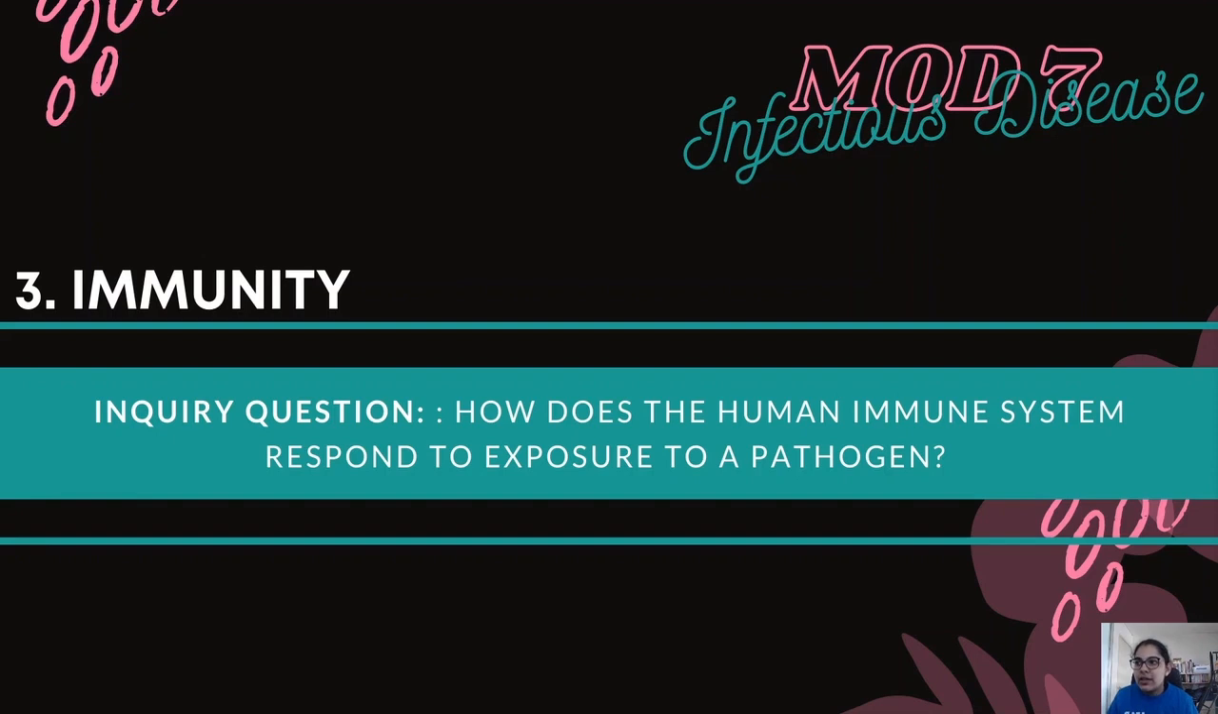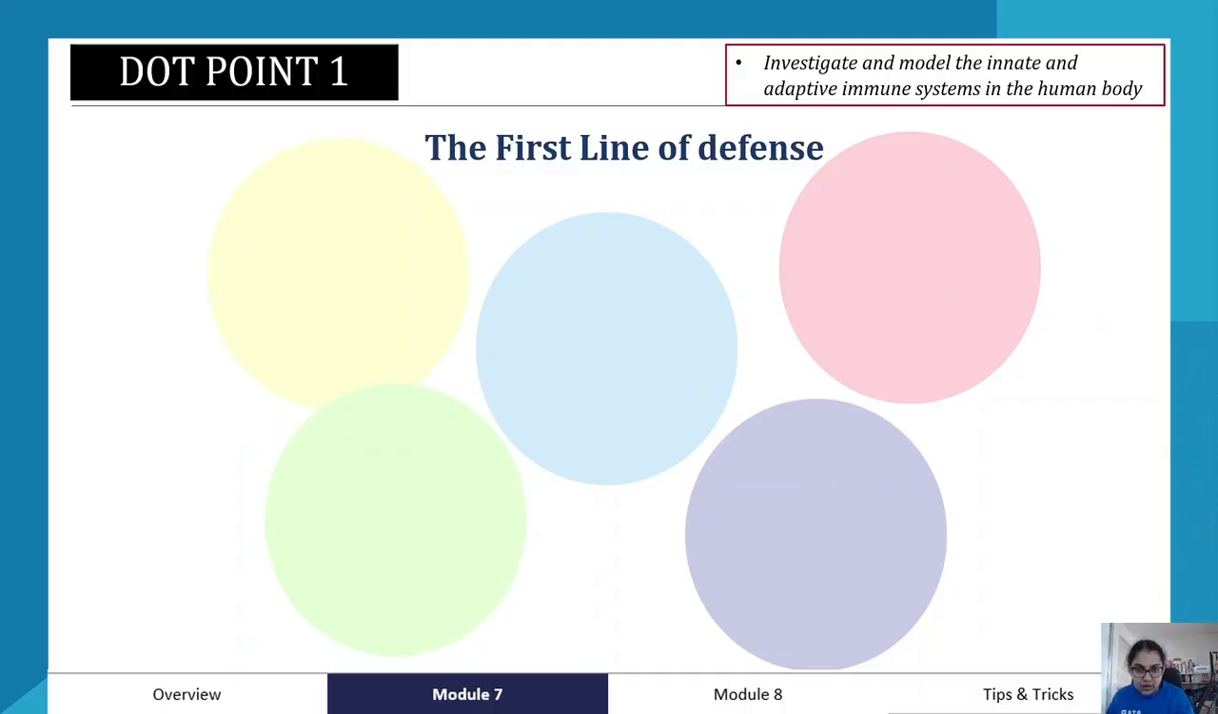Because this is the one that really, I think you just need to have a really good understanding of immunity and how things are happening. So the inquiry question here is, how does the human immune system respond to exposure to a pathogen? So follow through this with me and please ask questions.